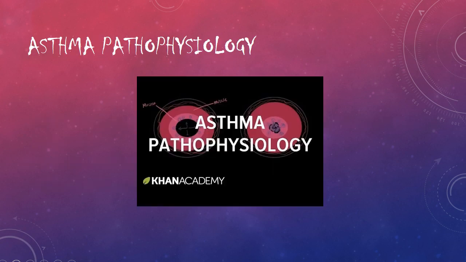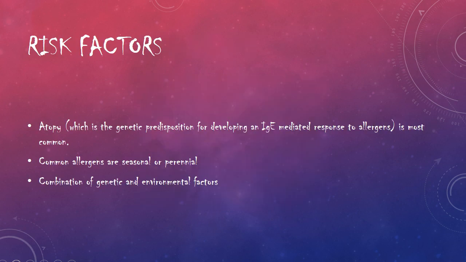And then I believe there's a video about the pathophysiology of asthma, which I think is great to watch. Some risk factors for asthma include an IgE-mediated response, which the video talks about. It's your immune system not doing what it should be doing, or being overactive. Seasonal allergies can trigger it. Genetic and environmental factors can trigger it. People who have asthma are very vulnerable to ozone effects.